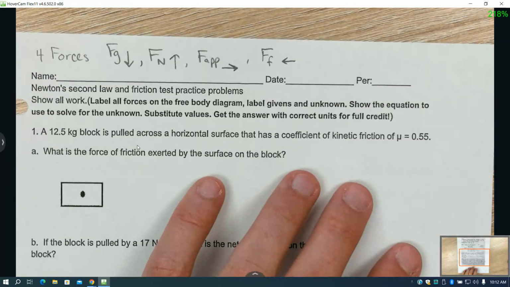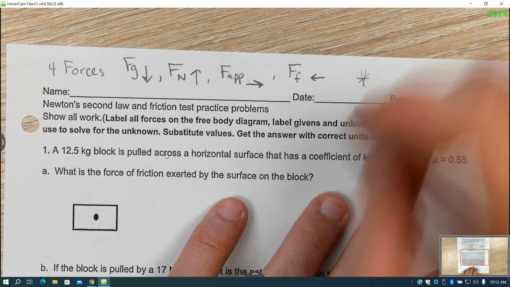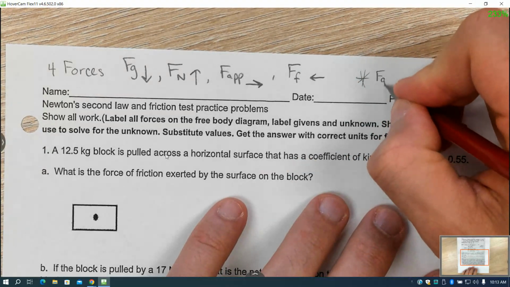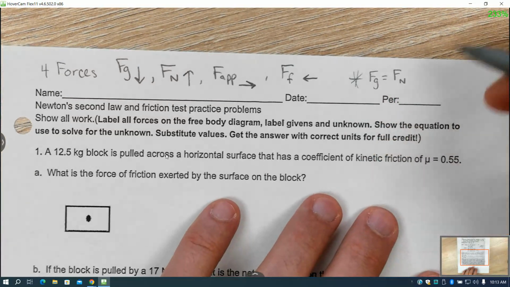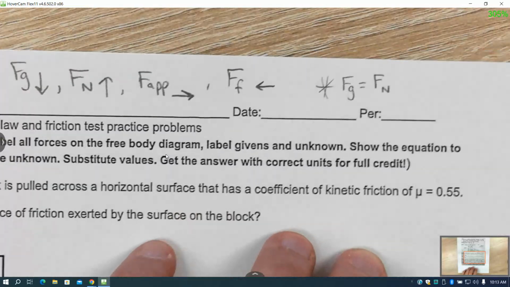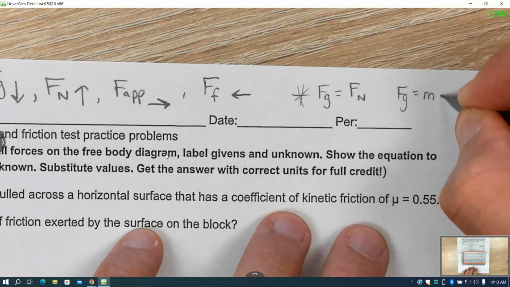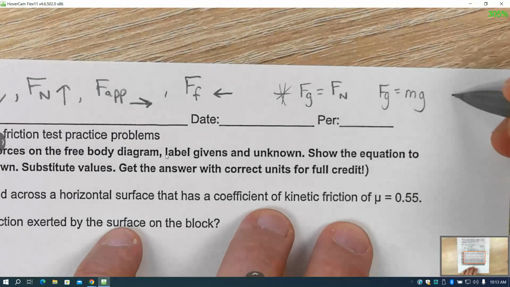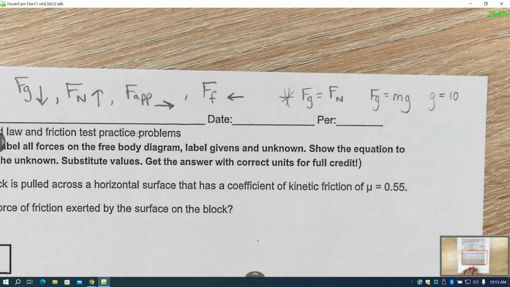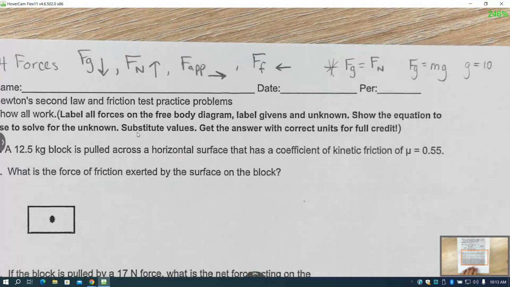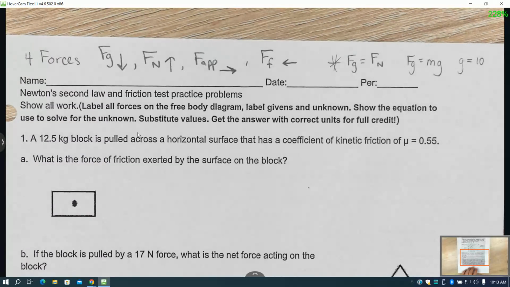A couple other notes that you would want to make sure you know is that the Fg and the normal force are going to be equal to each other. To find Fg, the weight of the object is equal to its mass times gravity, and we are using the value of 10 for g. Okay, so we have all of those. So now we can start doing this.